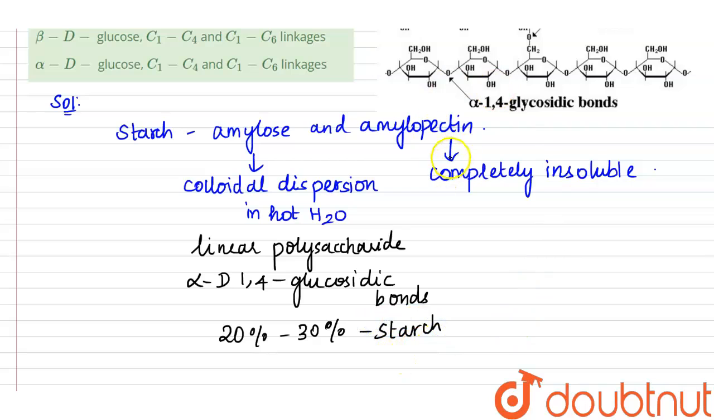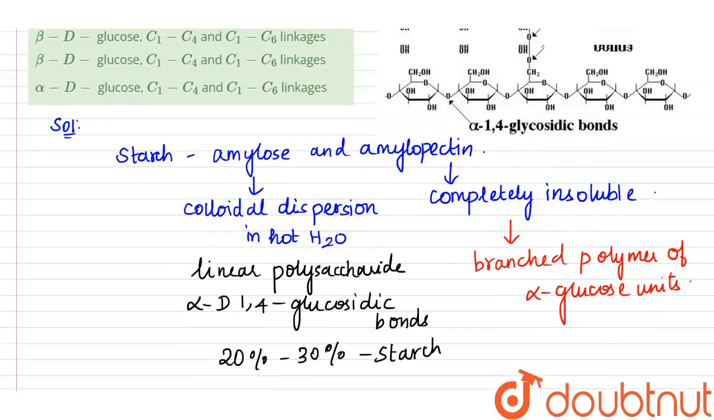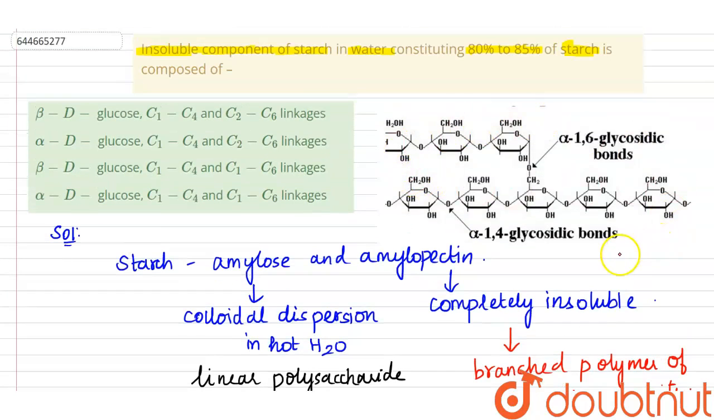But amylopectin, which as I already said is completely insoluble, is a highly branched polymer of alpha glucose units. If you see the structure of amylopectin, you can see that the glucose units are linked in a linear way.